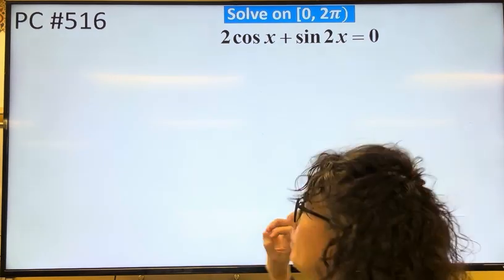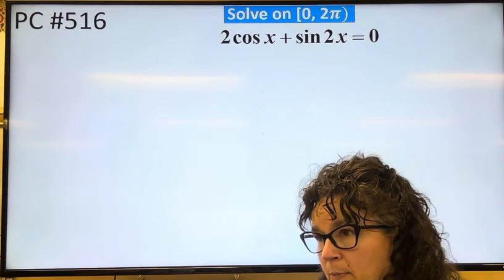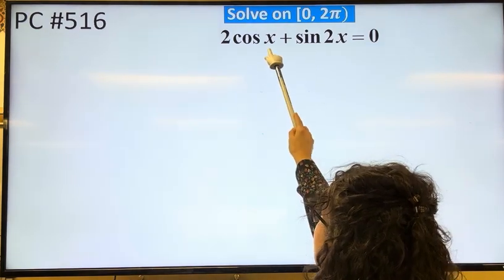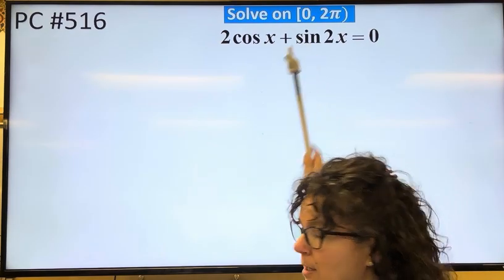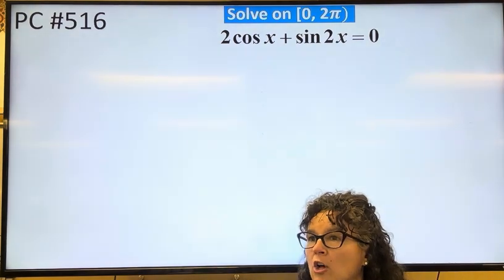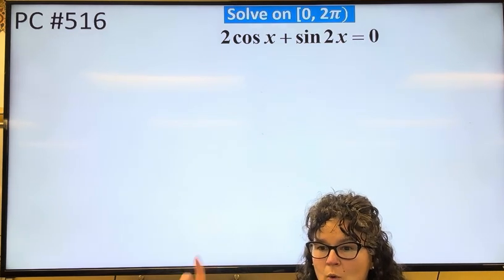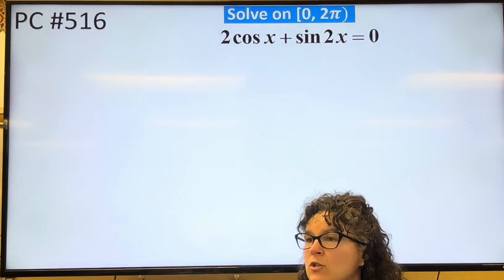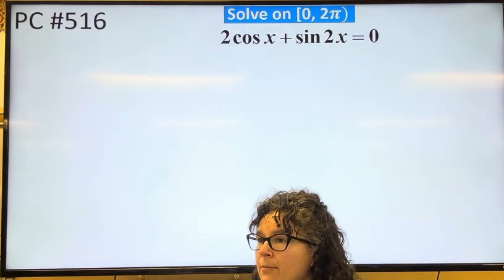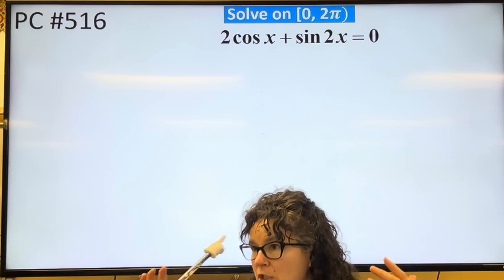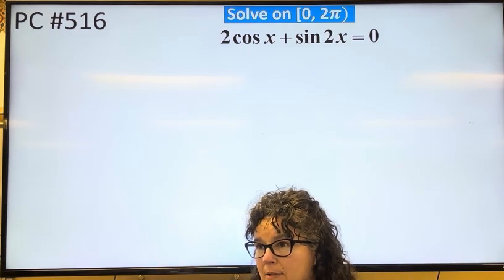And the big thing that jumps off the page at me when I'm looking at this problem is this angle is x and this angle is 2x. If you want to solve an equation, all of the angle measures should be the same. So one of them is double the other one. So instead of forcing them all to be the same trig function, something that trumps that is to force all the angle measures in the equation to be the same size.